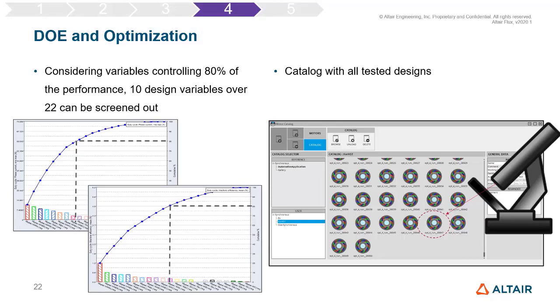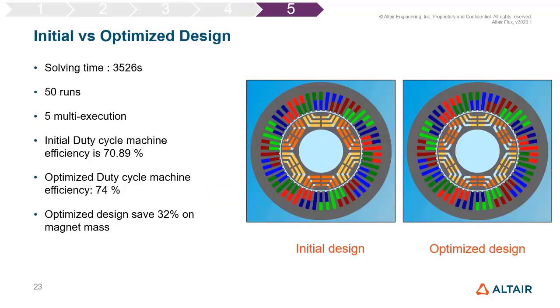So the DOE will help evaluate the different design variables to understand which one has a dominant effect on the objective and the constraint. So using this result, 10 design variables over 22 can be screened out from the optimization study. In the optimization study, we ran around 50 runs with 5 multi-execution, and all of this can be done within 1 hour.